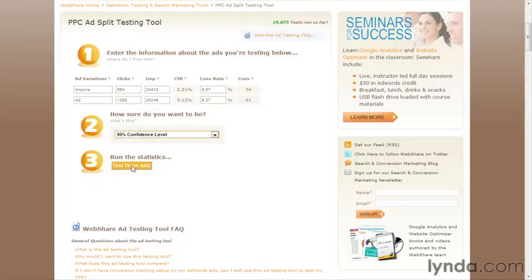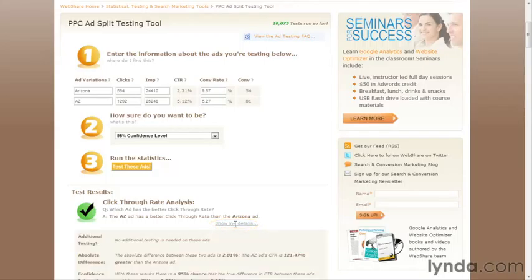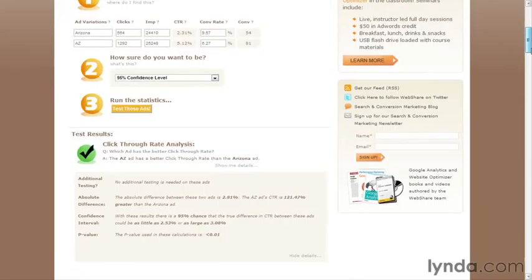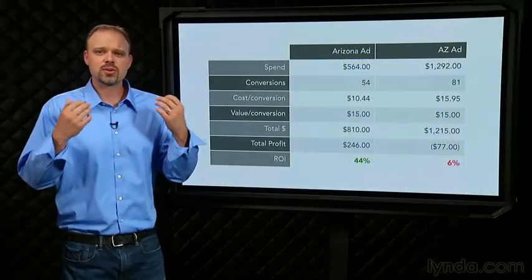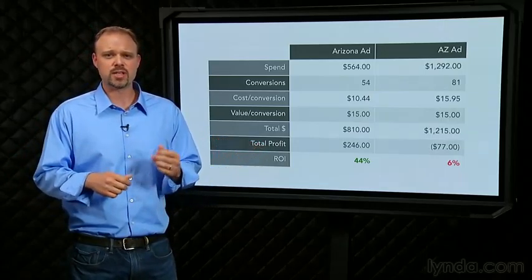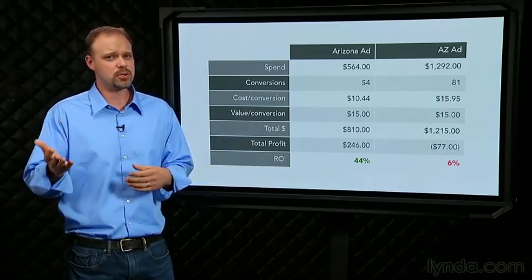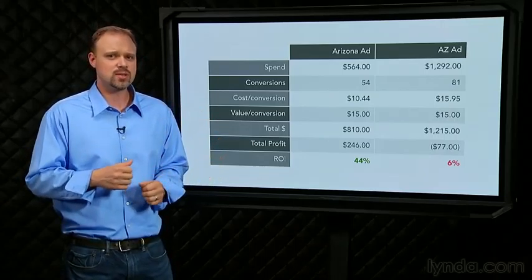Lastly, click the button and the tool will tell you if you've got a winner with respect to click-through rate or conversion rate, or if you need to collect more data. For those that want more, just click on the Show Me Details link and you'll get information around absolute differences, the actual confidence interval, and that p-value. Now, you can certainly take these concepts even further, especially if you've integrated AdWords into a robust analytics package and have a wide range of data points available to you for each of the ad versions that you test.